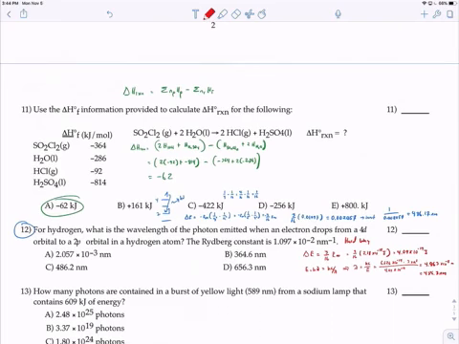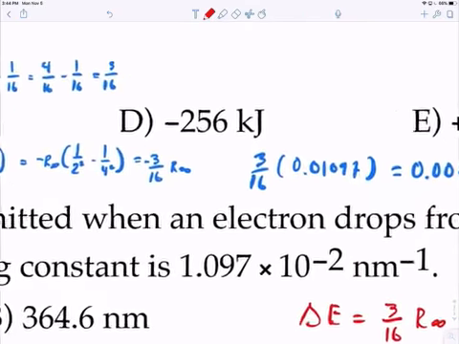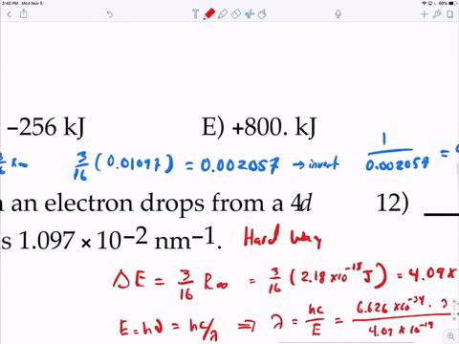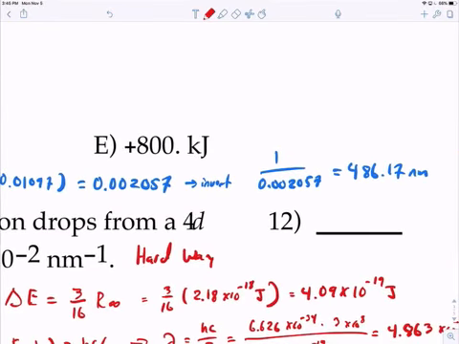For hydrogen, what is the wavelength when an electron drops from 4D to 2P in the hydrogen atom? Rydberg constant is that. Either way, you find out that the energy change is 3/16 Rydberg. This minus sign just means that the electron loses 3/16 Rydberg, so then the photon gains 3/16 times the Rydberg constant. Then you invert it, which means you flip the fraction, and you get 486 nanometers.